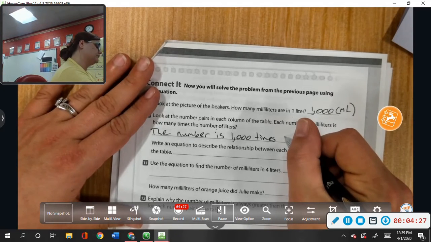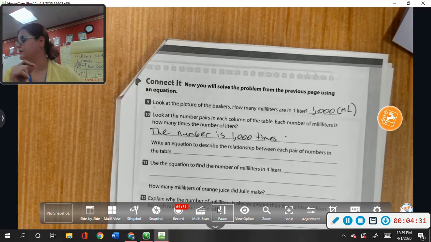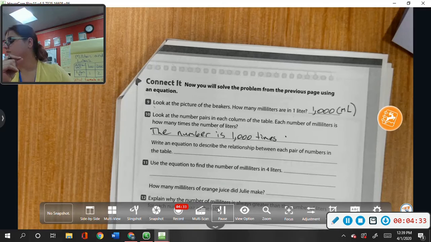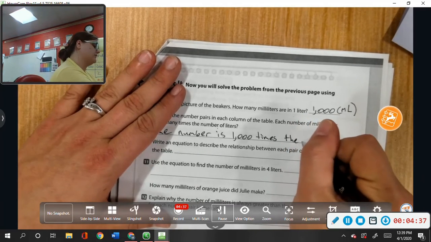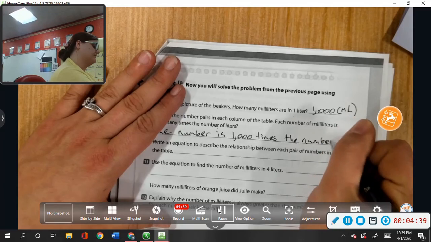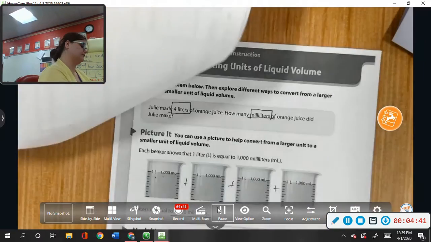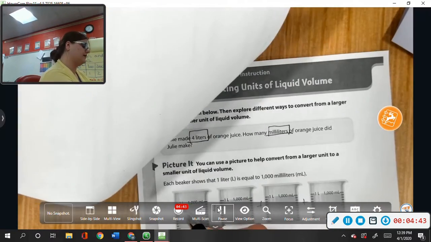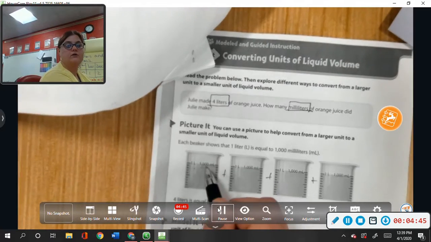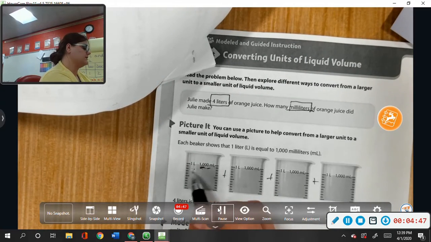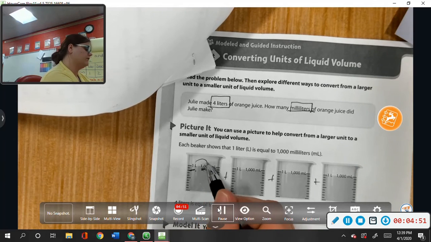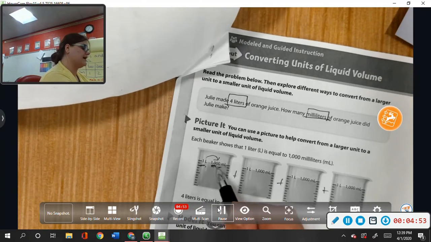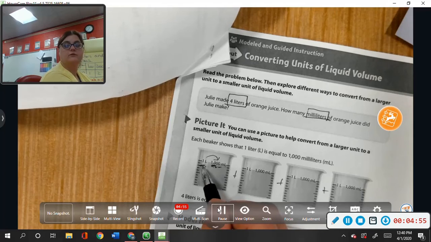The number is 1,000 times... not bigger. Remember, we're not saying bigger. We are simply saying it's 1,000 times the number. All that's saying is that when we're looking at these numbers side by side, this number is 1,000 times 1 liter.